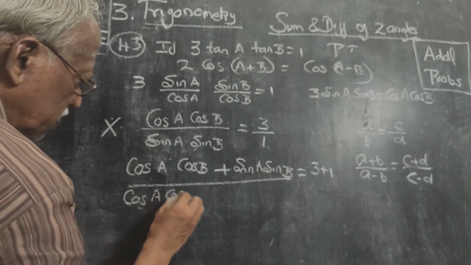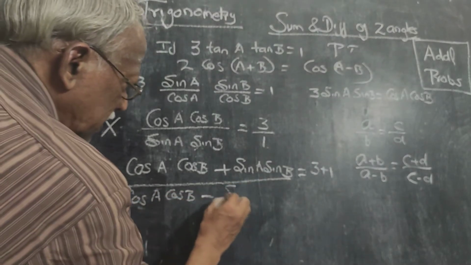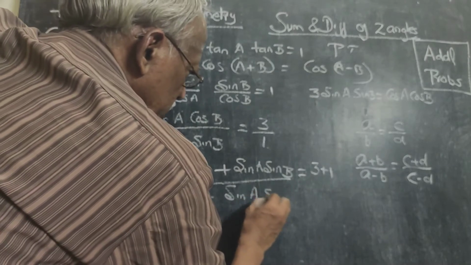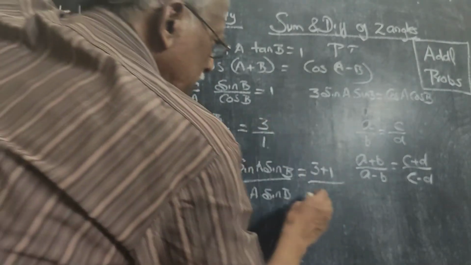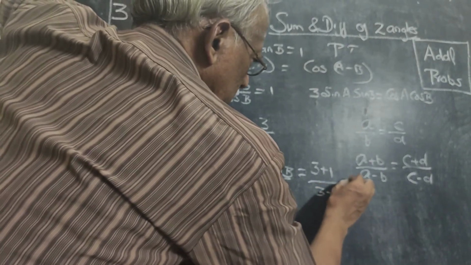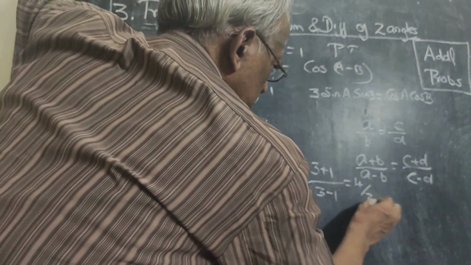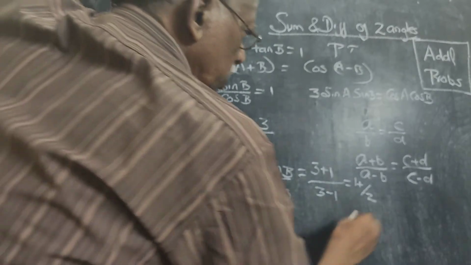So cos A cos B minus sin A sin B. Here also numerator minus this one, so this is 3 minus 1. This is equal to 4 by 2. 3 plus 1 is 4, 4 by 2. That is equal to simply 2.